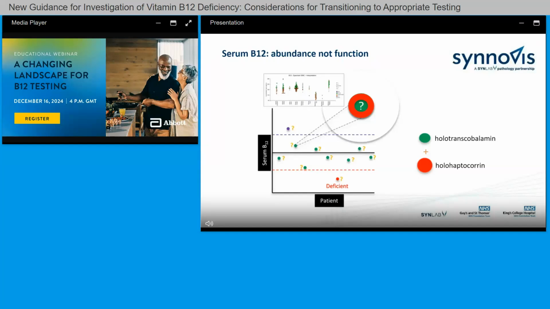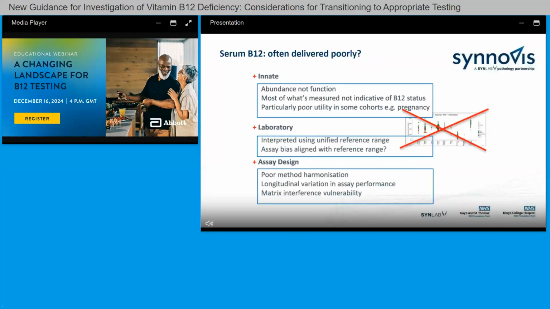So serum B12 has a number of innate limitations. But in addition to the innate limitations that the biomarker has, laboratories include further variations. So we know already that a serum B12 test is only telling us about abundance, not function. We now know that most of what's being measured does not indicate our B12 status. I will tell you later that serum B12 has particular poor utility in some cohorts, including pregnancy.